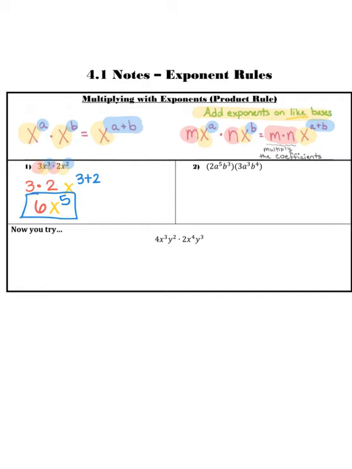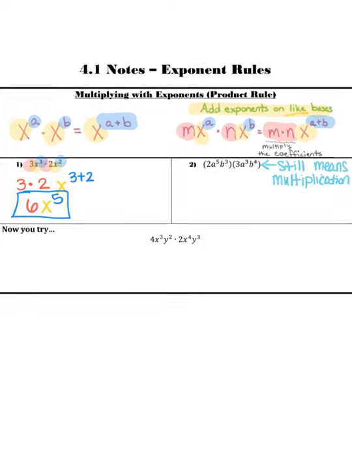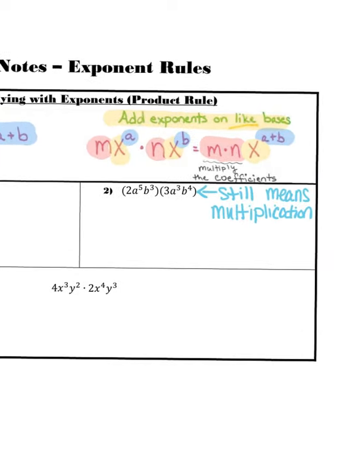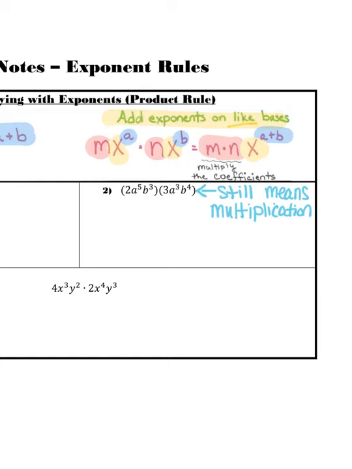Now we've got one more example. Example 2 is also a multiply problem, but notice instead of the dot between our two terms, they're using parentheses. Now that still means multiply. So let's zoom in here and take a look. Notice we have our coefficients, the 2 and the 3, so I'm going to multiply 2 times 3 for 6 in the beginning.